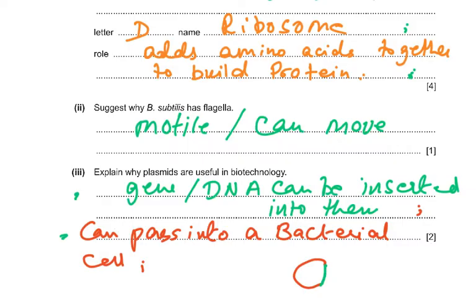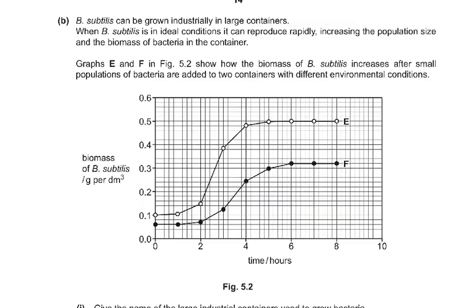And then we take another bacteria and we put this into another bacteria, and then we culture these bacteria, and these bacteria are going to make insulin for me, or lipase, or whatever gene of interest that I put in it. Now coming to the B part of the question, B subtilis can be grown industrially in large containers. When B subtilis is in ideal conditions, it can reproduce rapidly, increasing the population size and the biomass of bacteria in the container.